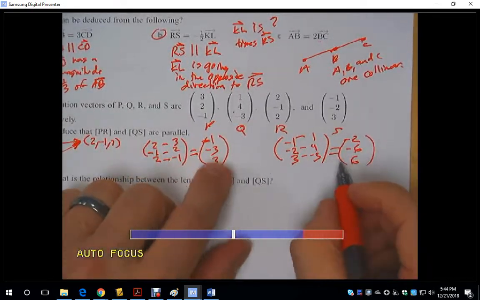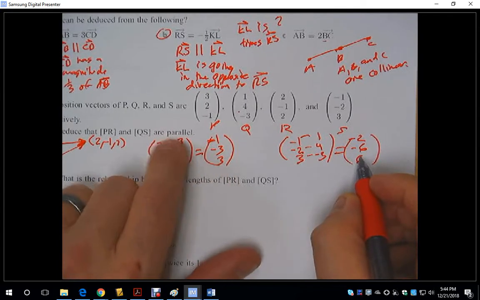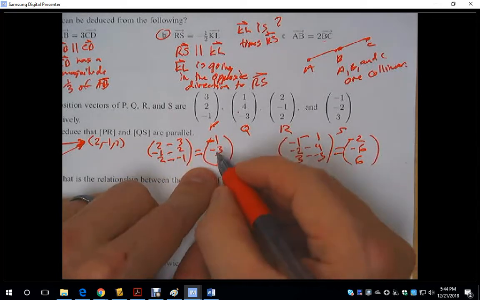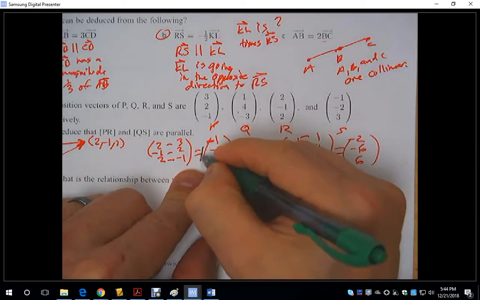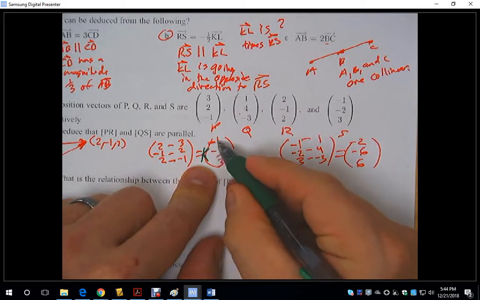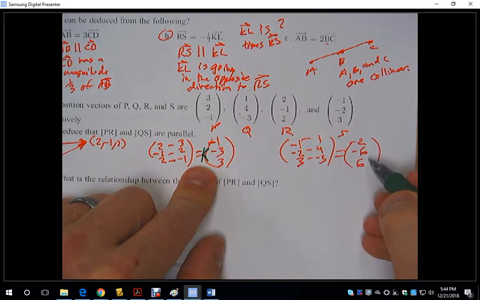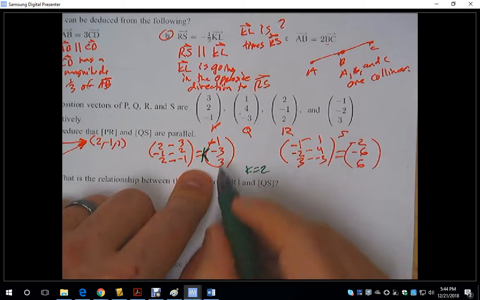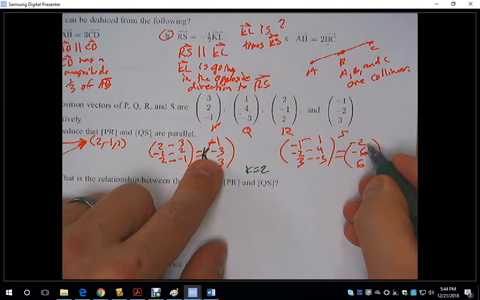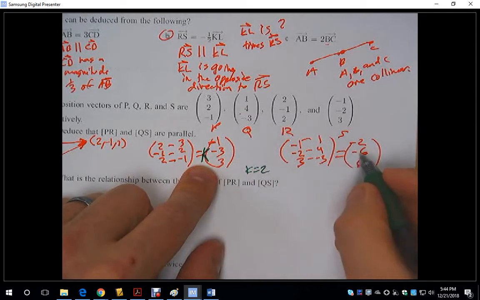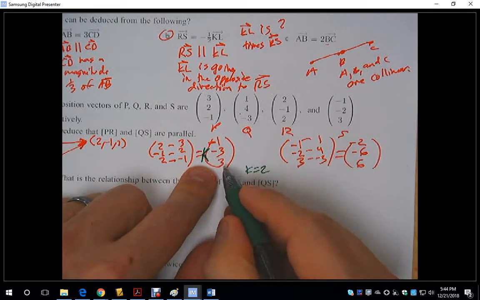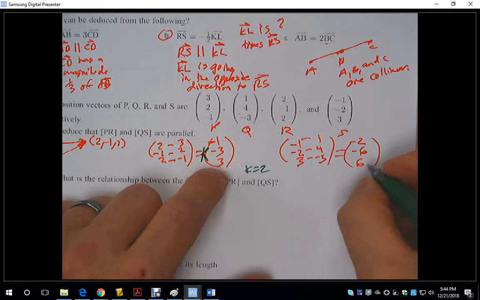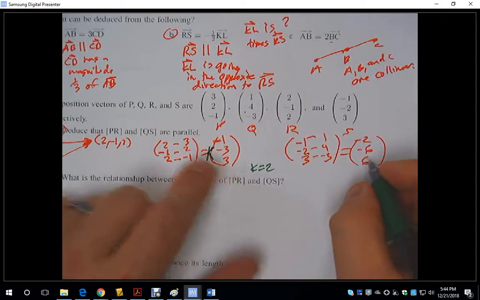The question is, are these scalar multiples of each other? Is there some value that we can multiply this vector by, for each of these components, to get this vector? Well, yeah, what about 2? What if k equals 2? Then 2 times -1 gives us -2, 2 times -3 gives us -6, and 2 times 3 gives us 6. So these are scalar multiples of each other, so they have to be parallel.